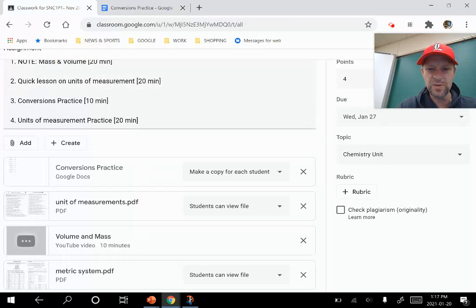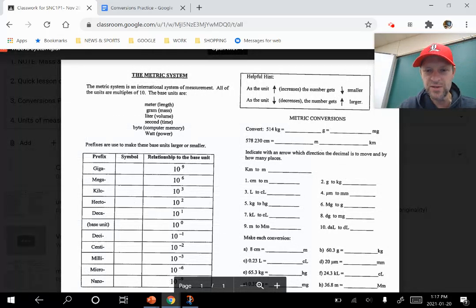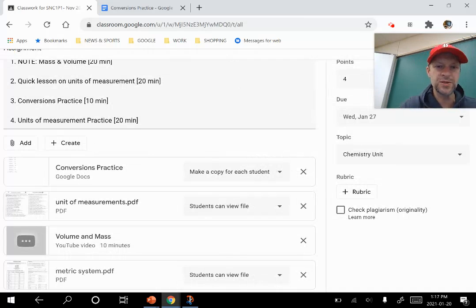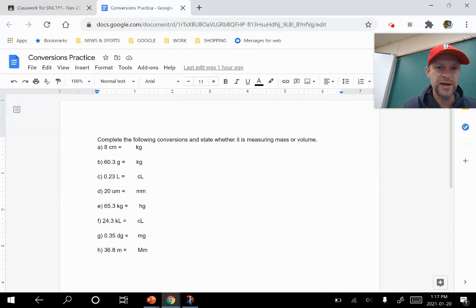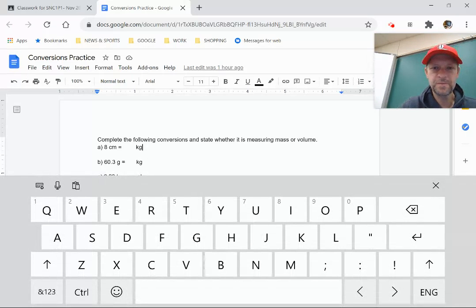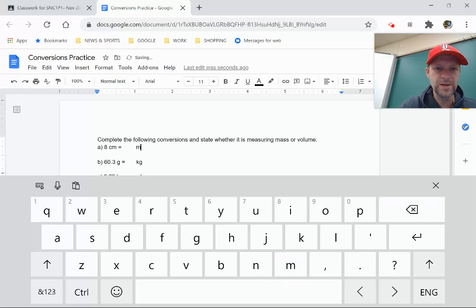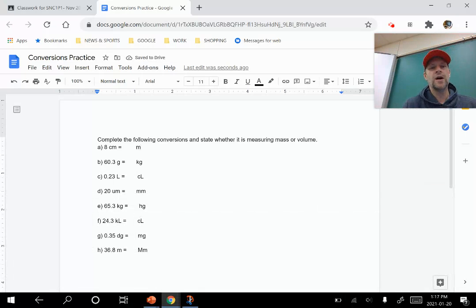Let's have a look. I'm going to go back here. I just all of a sudden feel like I have the wrong thing in there. It's 8 centimeters to meters. Let's go back and make sure I have that right. Conversions practice, 8 centimeters to meters. Meters, there we go, lowercase.